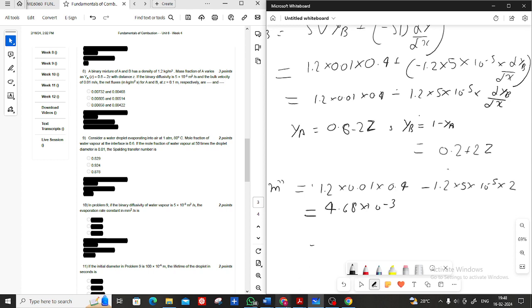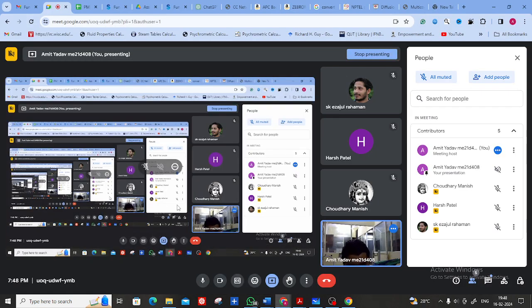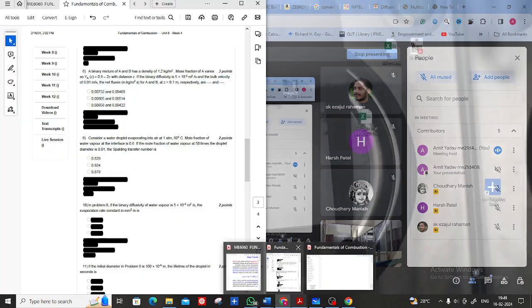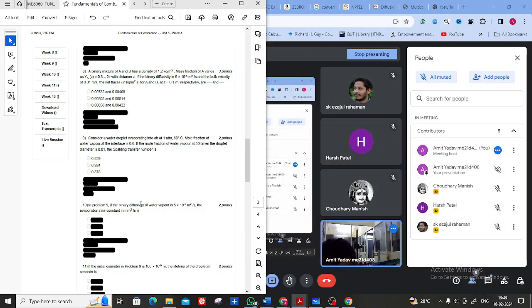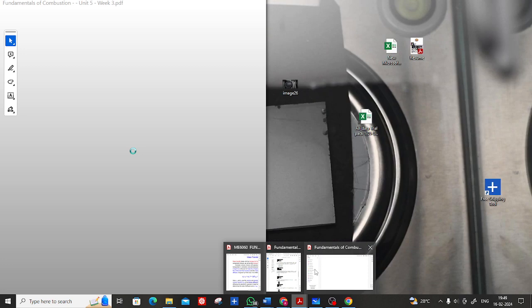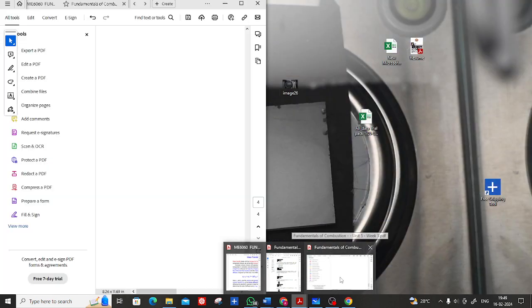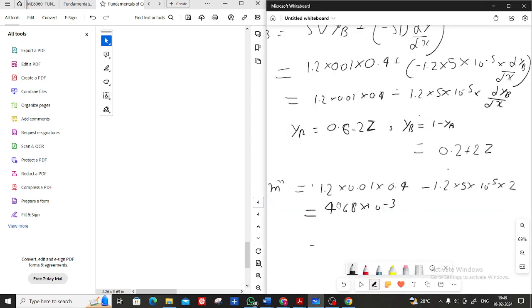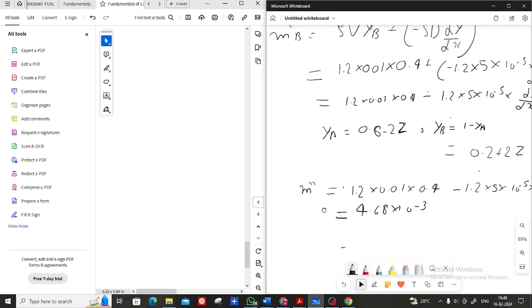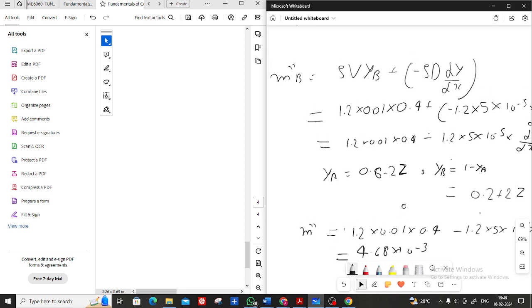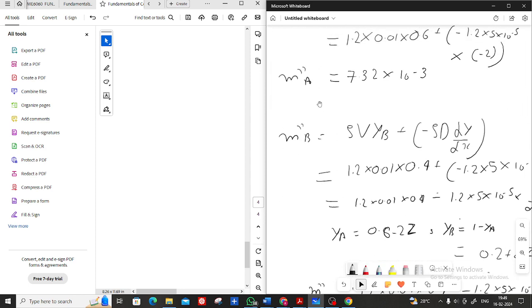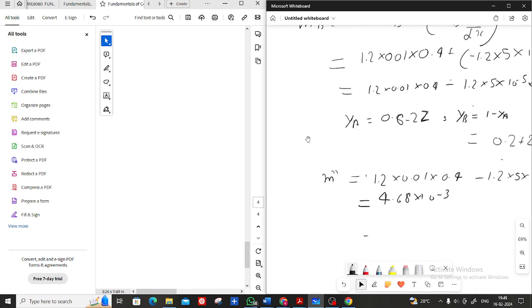No, sir. See, from next time onward, you bring your calculator and pen and paper, everything. Okay, so question number. Sir, what is the correct answer, sir? Whatever I am getting, that is the correct answer. Mass flux of A is equal to 7.32 into 10 to the power minus 3, and mass flux of B is equal to 4.68 into 10 to the power minus 3.